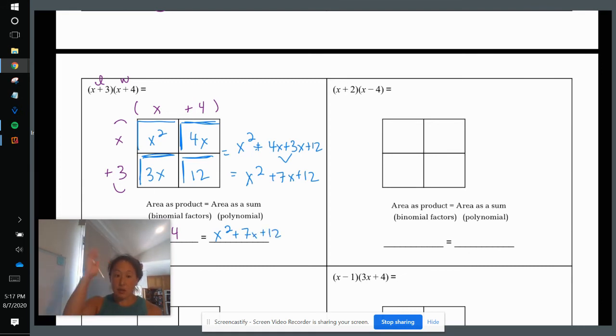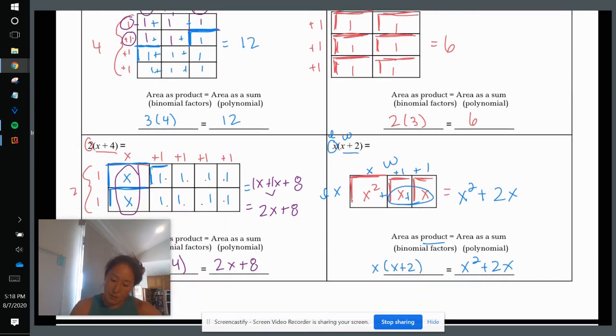All right, check it out. Here's what we did using the area model. We took the x and we multiplied it by the two numbers in the second set of parentheses. Then we took the 3 and we multiplied it by the two numbers in the second set of parentheses. So everything is being multiplied by each other. All right, up next, I want you to try this one.